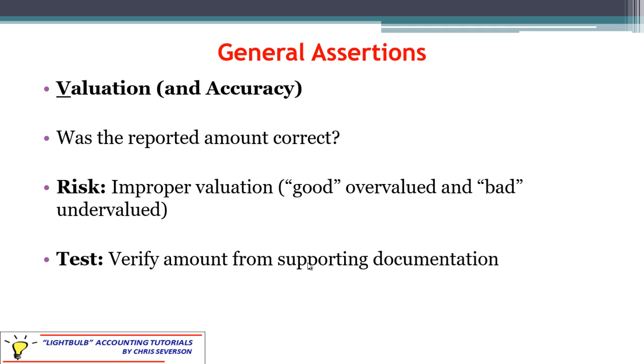Valuation and accuracy, this ties everything together. So if they've reported something, we found it existed, that's fine. But was it valued properly? Did they put the right amount down for it? Same with the completeness. Did they value it properly? The risk here is that they're going to overvalue the good things and undervalue the bad things. Again, that's the risk you have to come from. And the idea here is once we know there's an item that exists, we just verify the value from that supporting documentation.